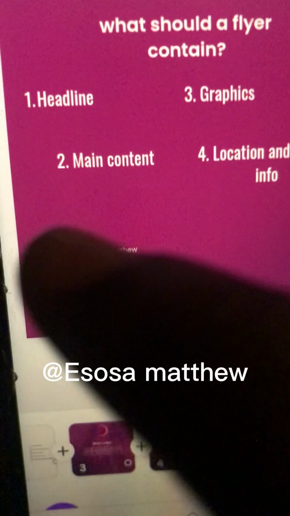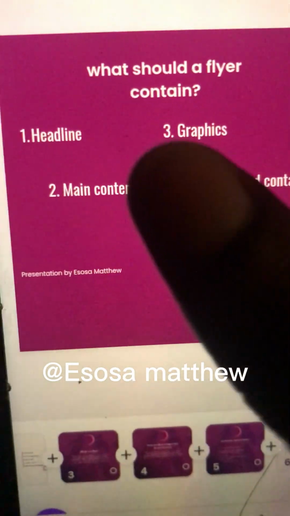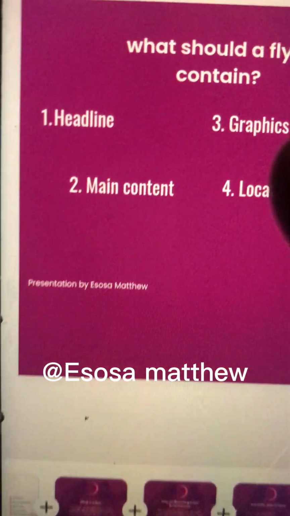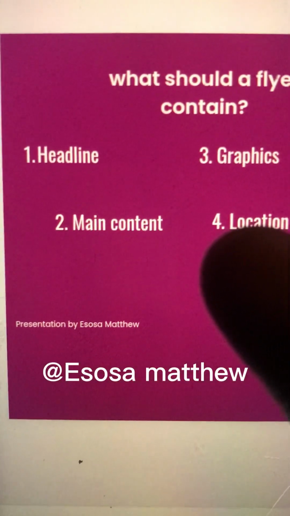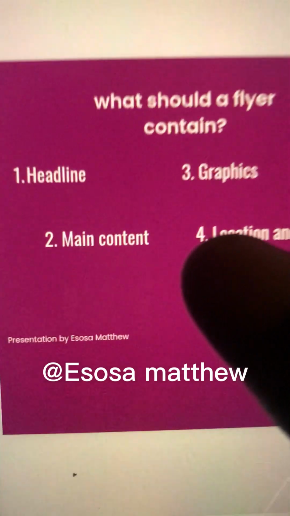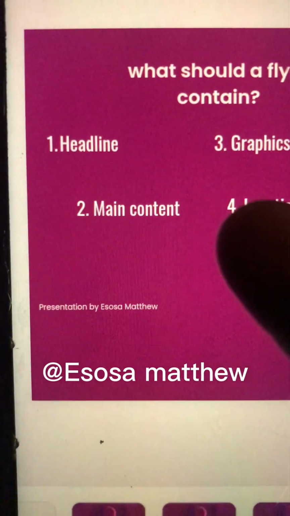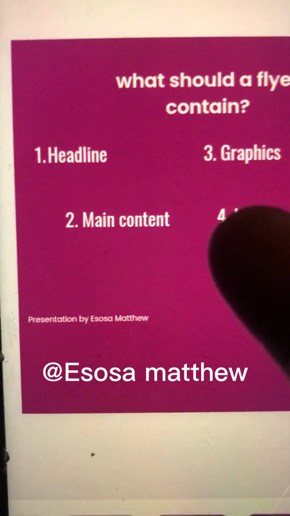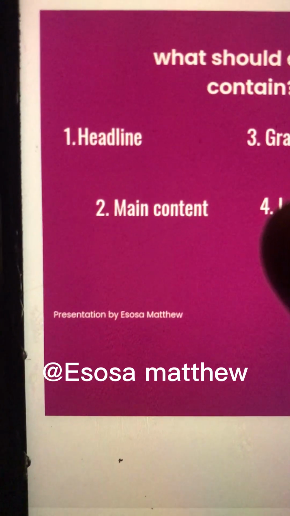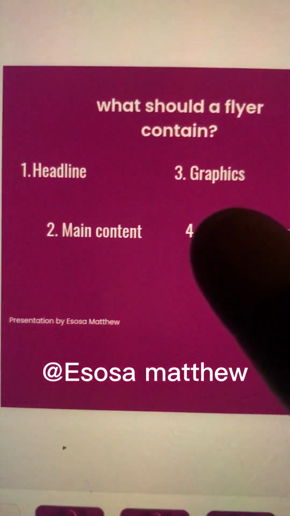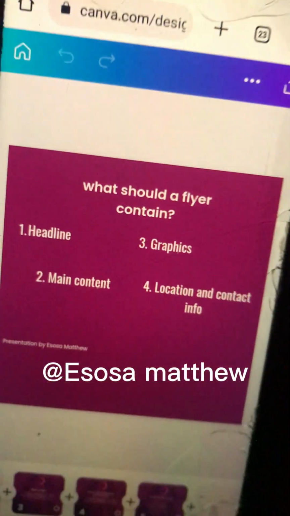All right, so the number two thing is the main content. While the headline is simply to catch the attention of the readers, the flyer's main content will provide them with all the necessary information about the product, the service, or the event. When writing the content, make it concise. It should be concise and yet informative. Do not use too many words in it.